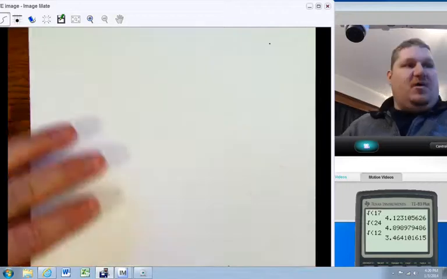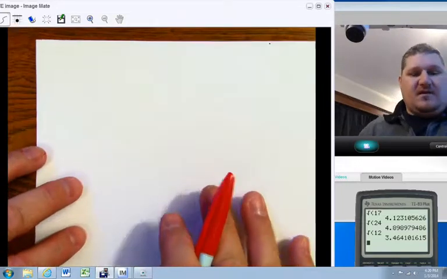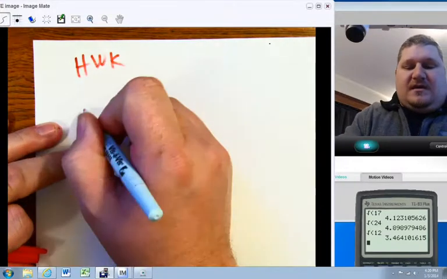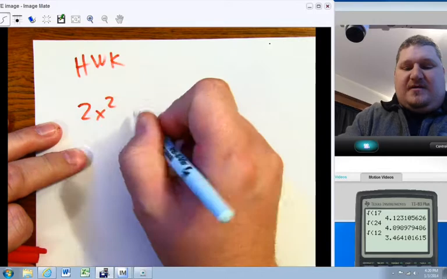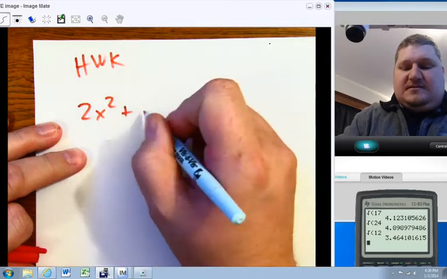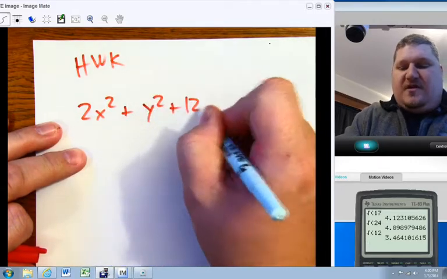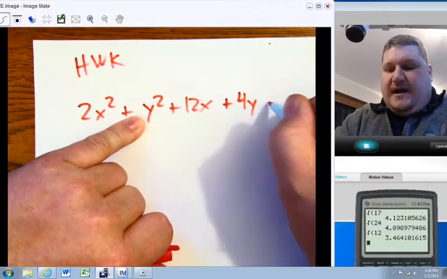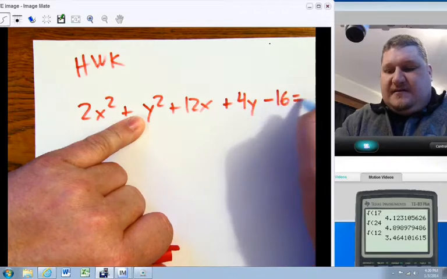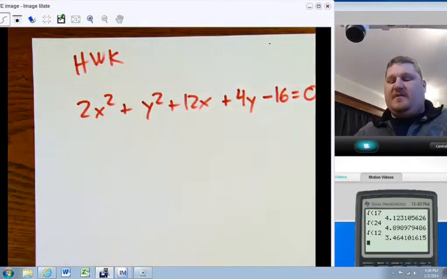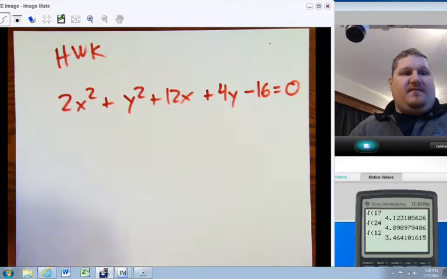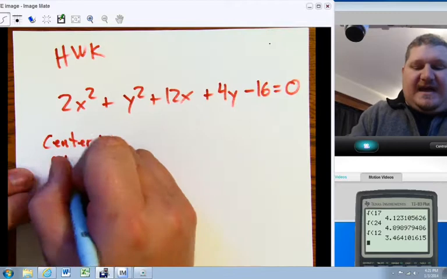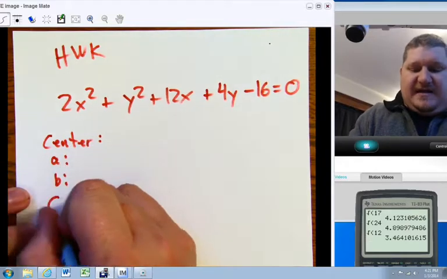So your homework for this section would be 2x squared plus y squared plus 12x plus 4y minus 16 equals 0. So, from there, find the center, find a, find b, and find a graph.